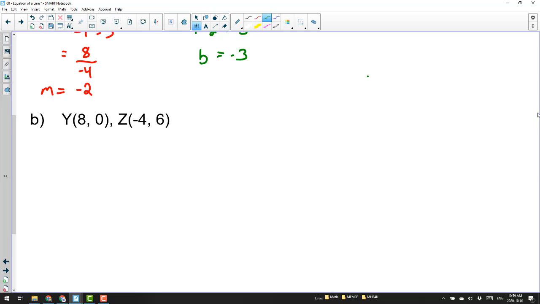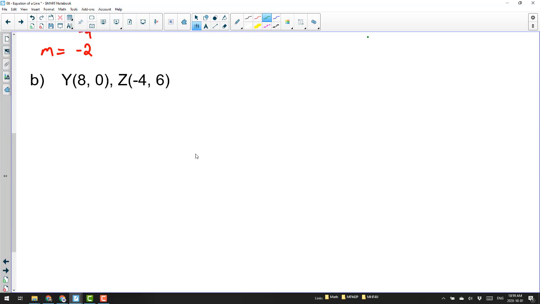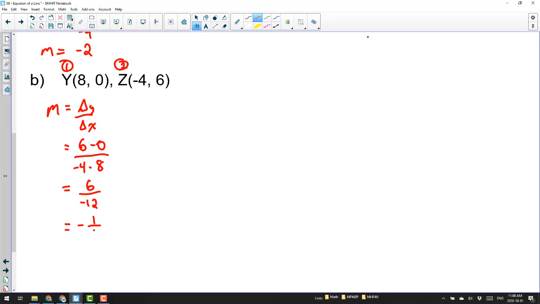Let's try one more here. So here are our 2 points, (8, 0) and (negative 4, 6). Same idea. The first thing we want to go after is the slope, delta y over delta x. Again, it doesn't matter what you call point 1 and point 2. I'll call this point 2, this one point 1. So it's going to be 6 minus 0 over negative 4 minus 8. So that's going to be 6 over negative 12, which I can reduce down to negative 1/2. There's my slope.